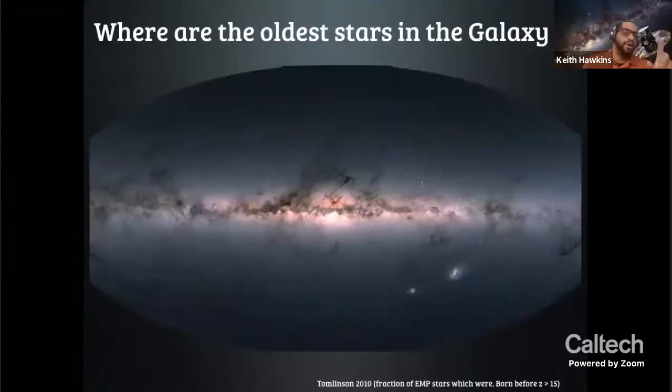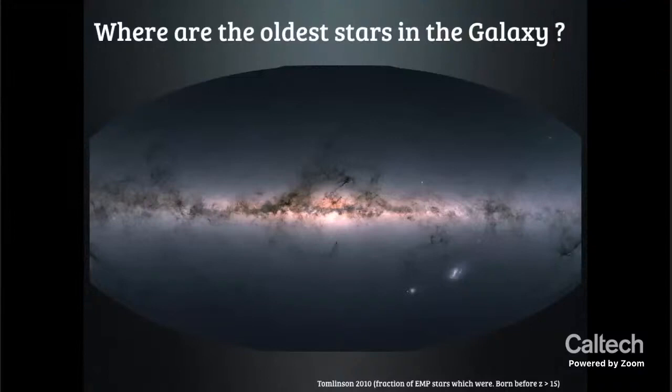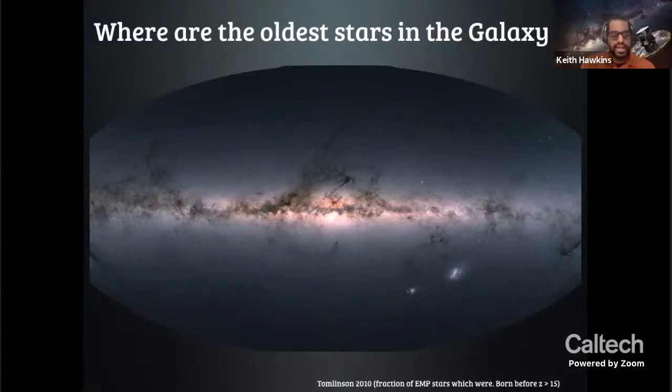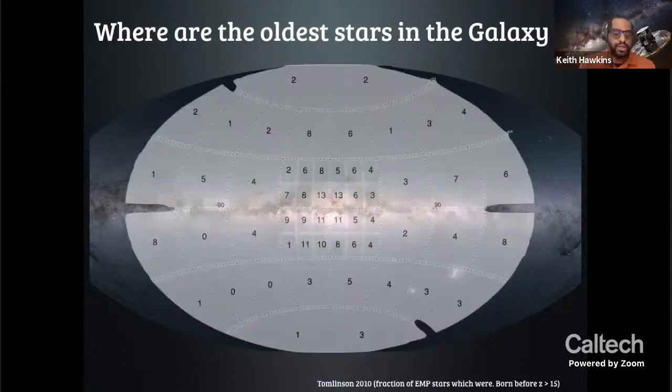Part of the reason why we're interested in these metal poor stars in the center parts of the galaxy is because simulations seem to indicate that if you want to find the absolute oldest stars in the galaxy, you don't just want to look at the most metal poor stars. You want to look at the metal poor stars at the center of the galaxy. This is based on simulation work from Tumlinson, I think 2010. This is the Milky Way, and what you're seeing here, these numbers, is the fraction of extremely metal poor stars that were born before z equals 15 in the simulations. And so you can see larger fractions of extremely metal poor stars, the oldest stars, if you will, being found in the central parts of the galaxy in the galactic bulge.